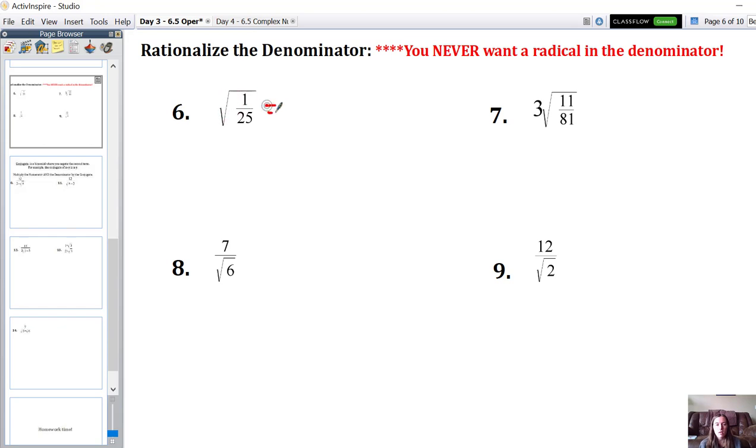We can break that up into the square root of the numerator over the square root of the denominator. We know the square root of 1 is 1, square root of 25 is 5, and that is our simplified version of the square root of 1 over 25.